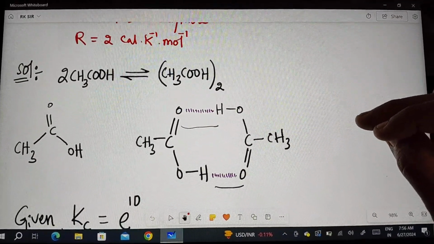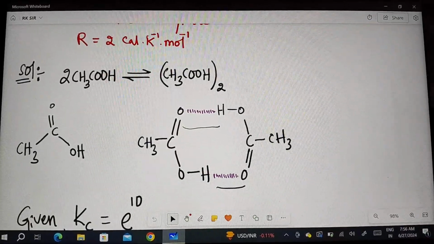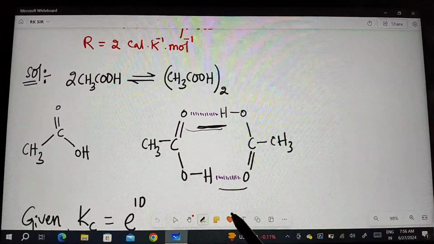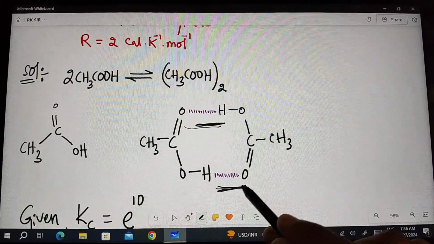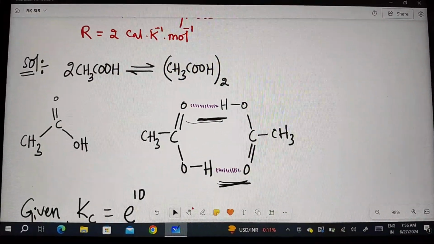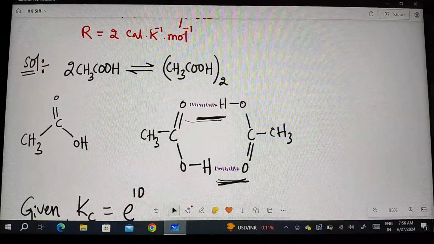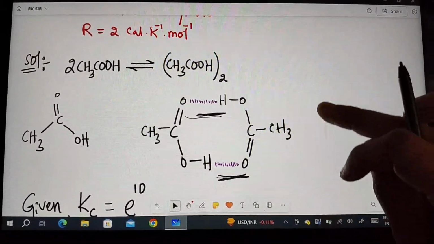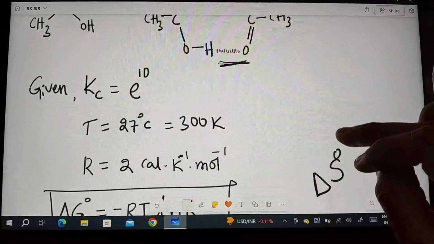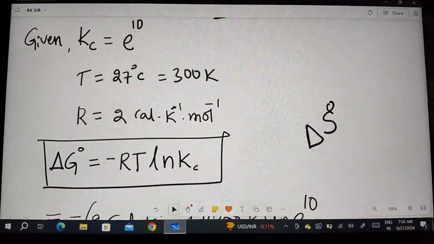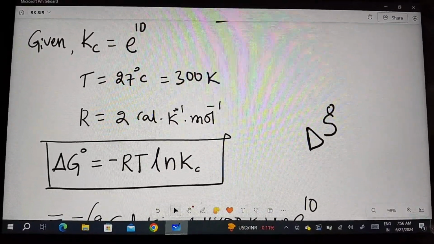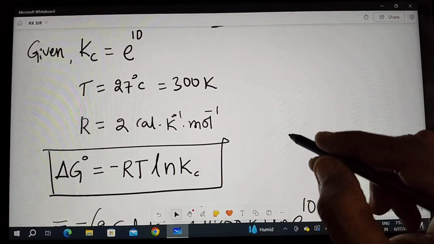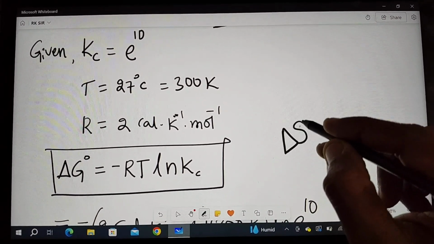The R value we know anyway, in calories, we take 2. This is the structure where we see two hydrogen bonds. This is one hydrogen bond, and here also we have one hydrogen bond. This is how the acetic acid molecules are held together through two hydrogen bonds. For this, the given data I have written here: Kc value is given as e power 10, and the temperature is 27 degrees centigrade, which is nothing but 300 Kelvin. And they're asking us to calculate the delta S naught.